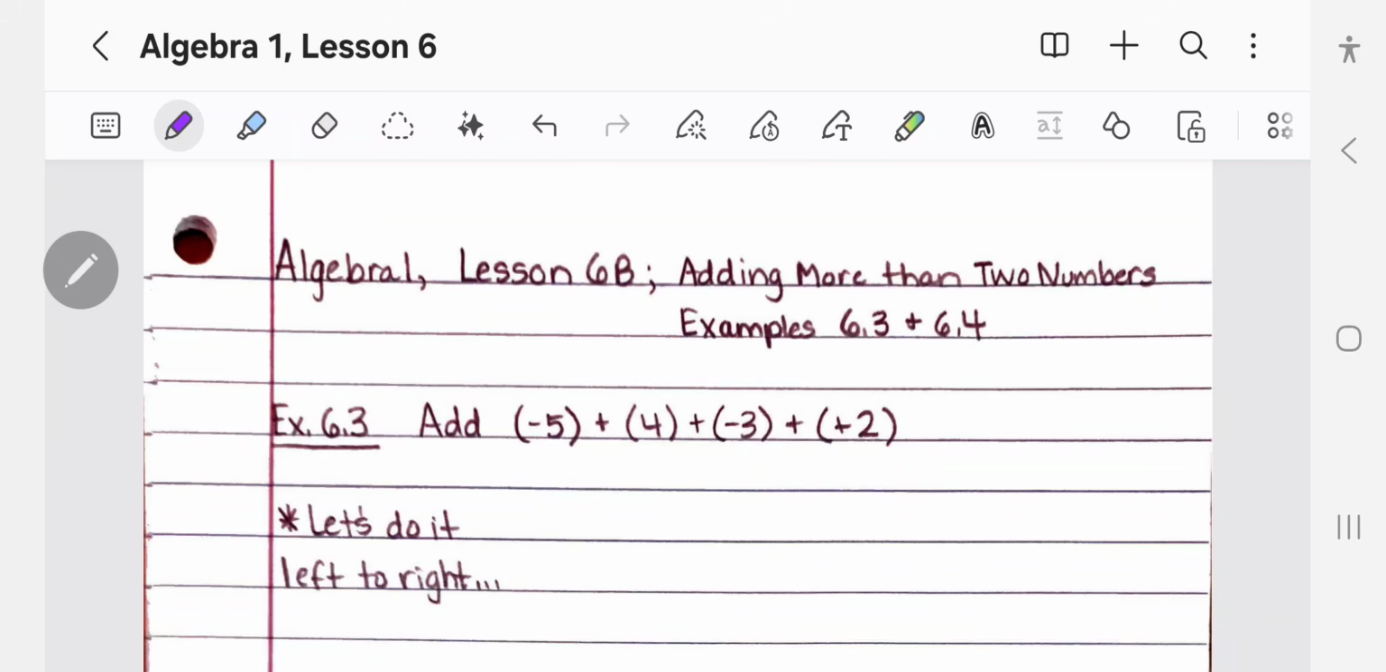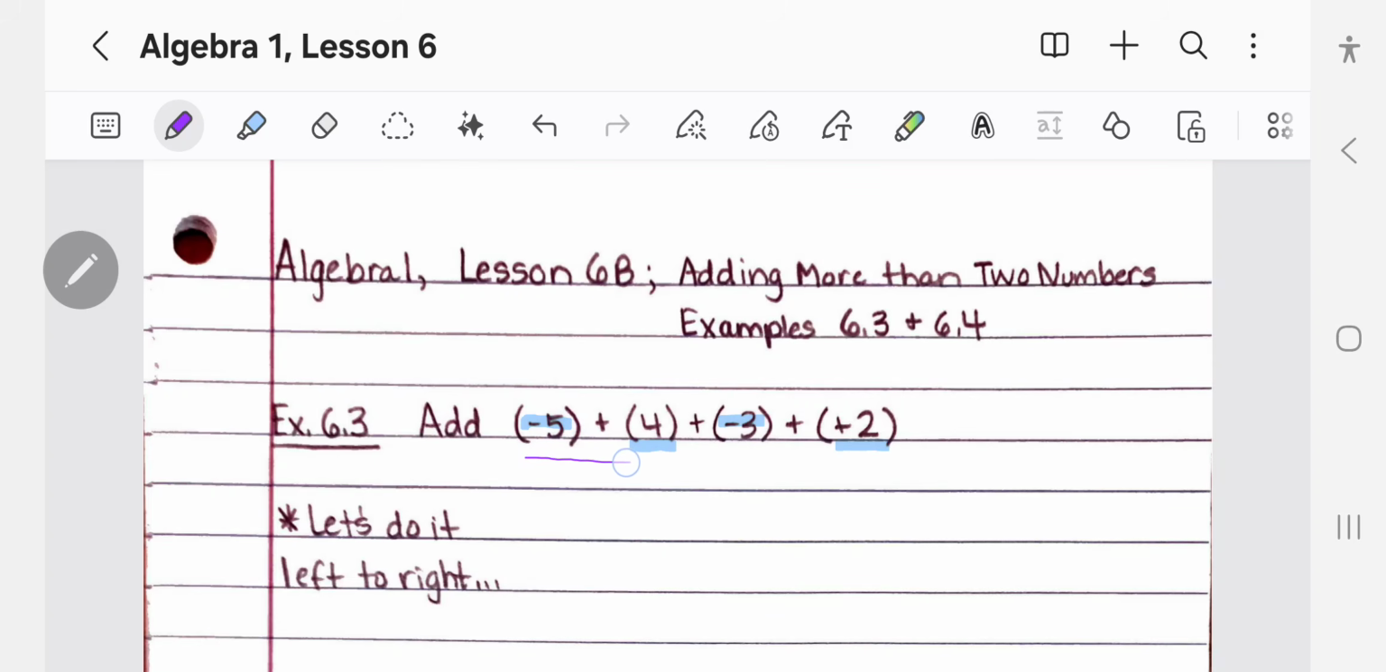Notice that you have two negative numbers, and then you have two positive numbers. This 4 is positive, and this 2 is positive. Now, they didn't put a positive sign in front of the 4, but if there's no sign in front of the 4, you know it's positive. Let's just do this in order from left to right.